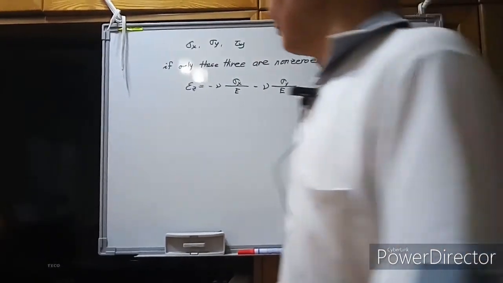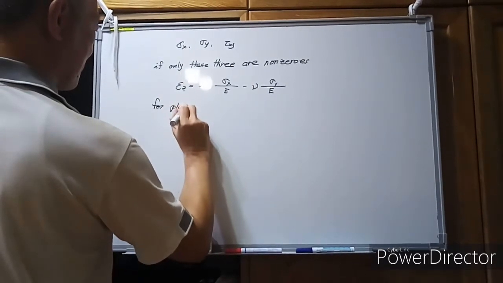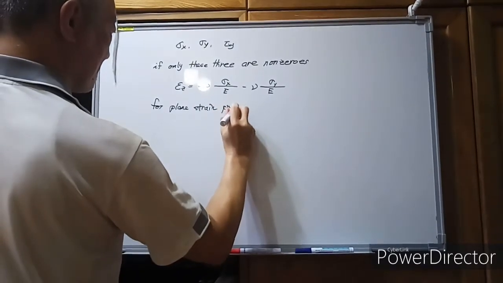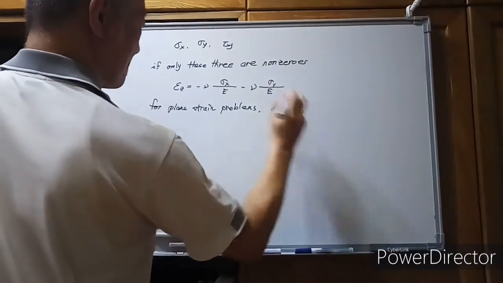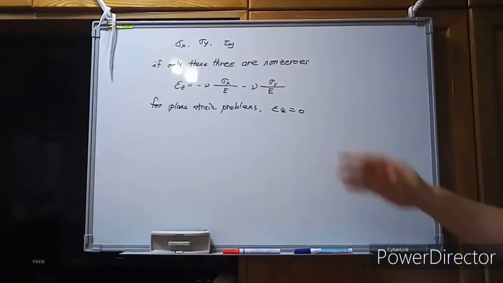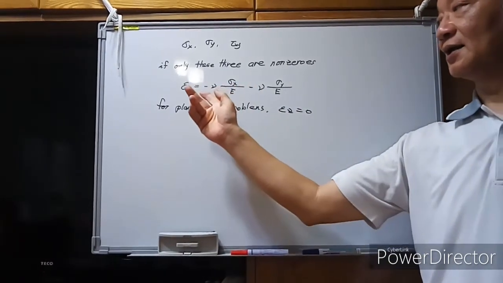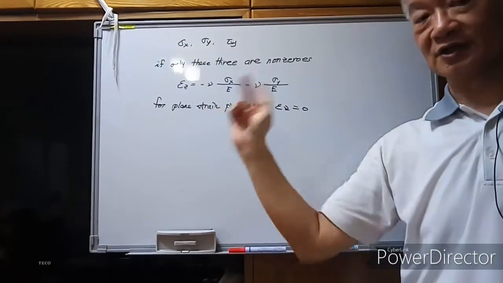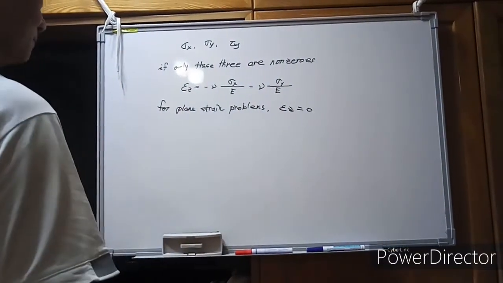But right now we have, for plane strain problems, the epsilon z is always equal to 0. If the epsilon z is always equal to 0, then you can say it is not possible that only these three are non-zero.